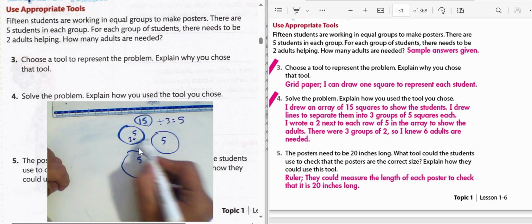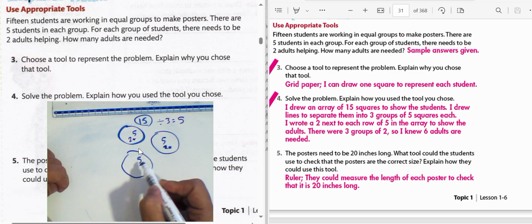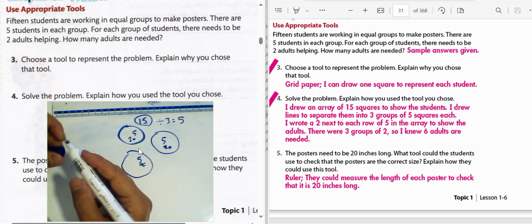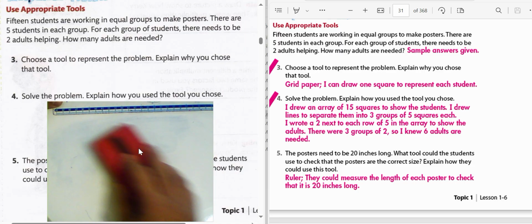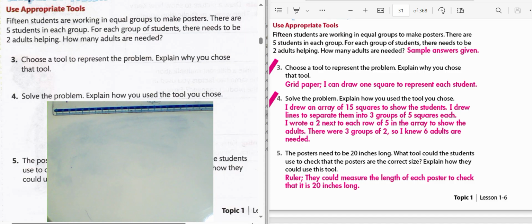And then we must add 2 in each one. 7 and 7 and 7. Then the sum will be 21, the total of the students. Next question.